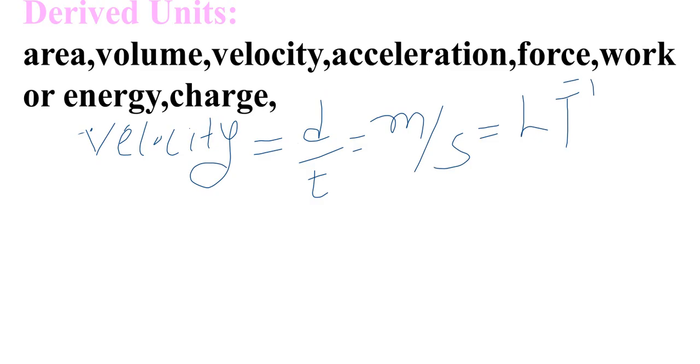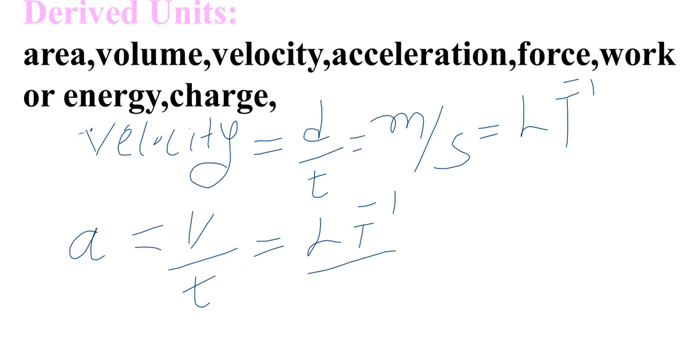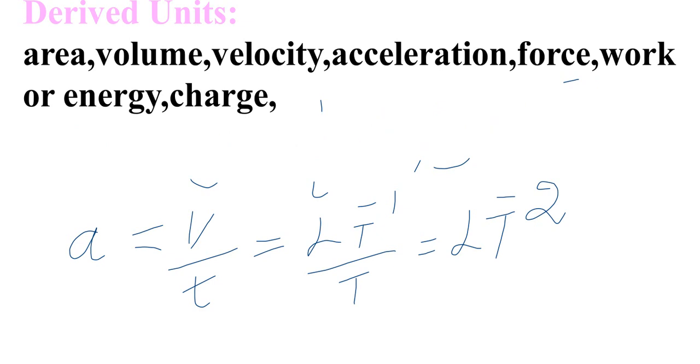Next one is acceleration. A is equal to V by T. What is the dimensional formula of velocity? L T inverse, divided by time T, gives L T power minus 2. Like this we can calculate the dimensional formula of different units.